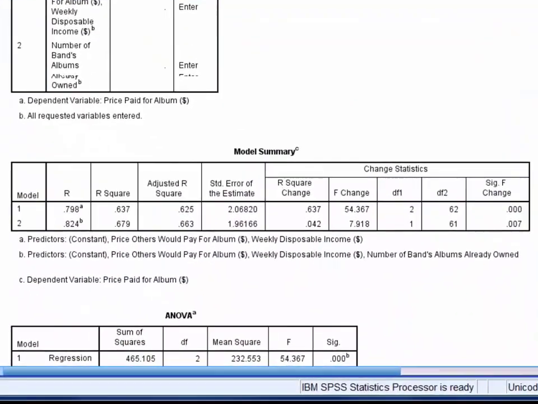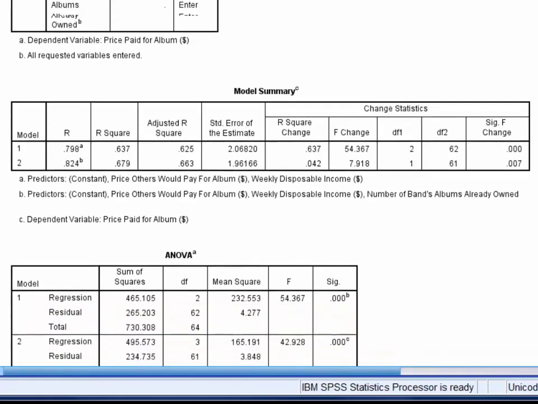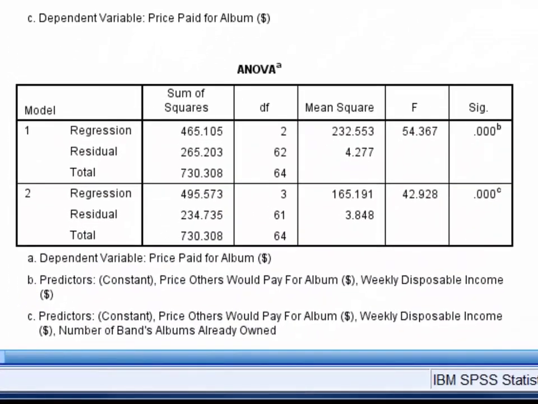Now looking at the top row of the model summary table, we can see that in combination, weekly disposable income and price others would pay accounted for 63.7% of the variance in price paid for the album. Scrolling down to the first part of the ANOVA table, the part which is labelled Model 1, we can see that this 63.7% is a significant proportion of variance. In combination, the 2 Block 1 predictors, which were disposable income and price others would pay, have predictive utility.